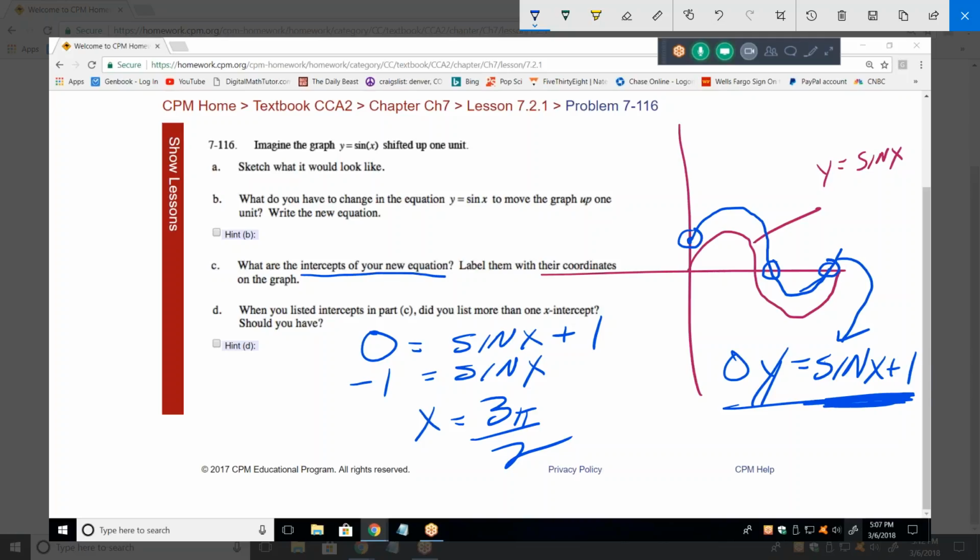If I look at question D, notice I only gave one answer. And then if I look at question D, did you list more than one? Well, I can see from my graph that I should have two. How come I only came up with one? Furthermore, the one that I came up with is right there. That's not right.